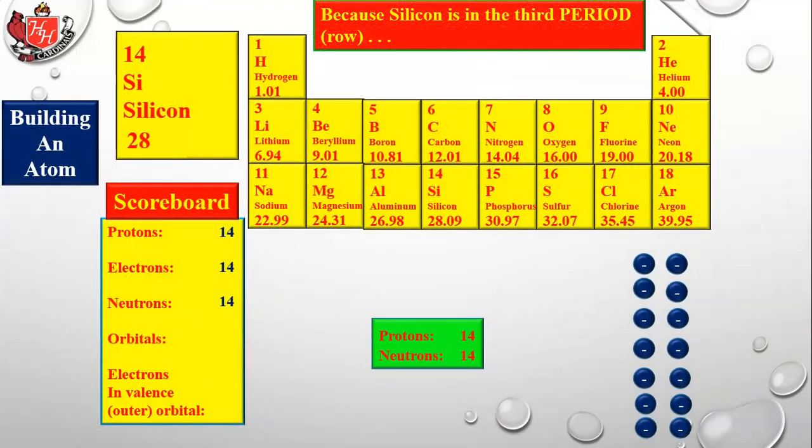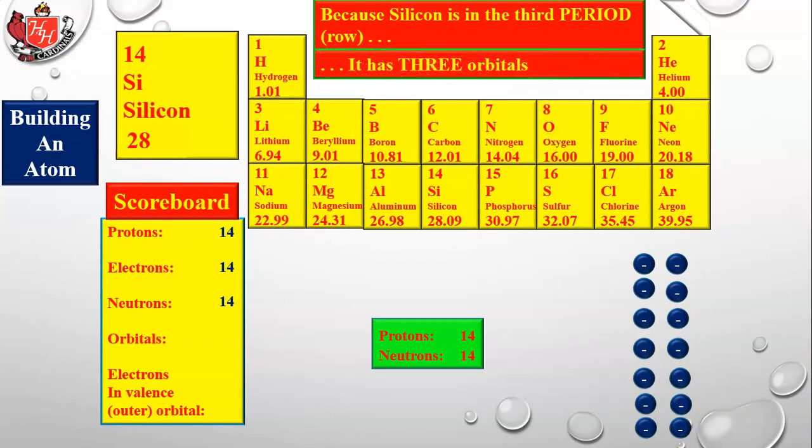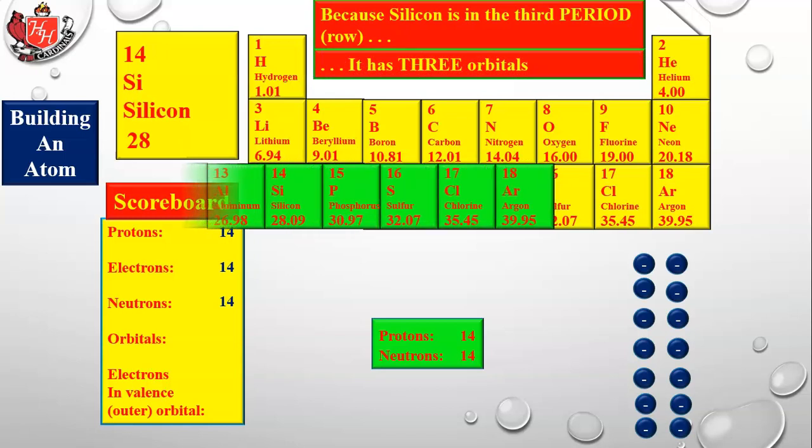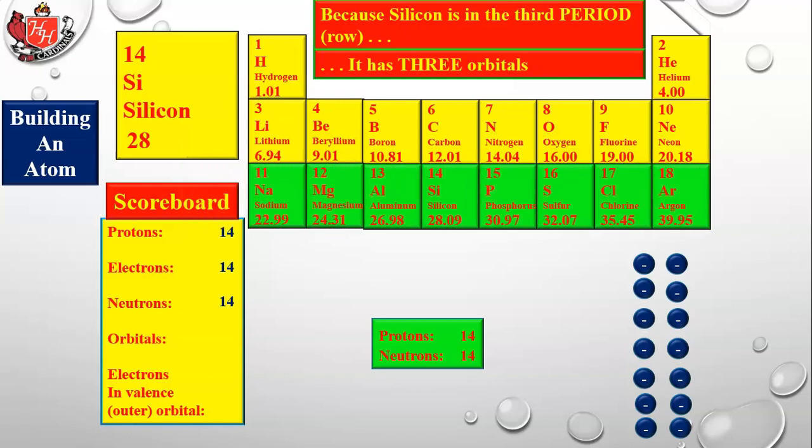Okay, so because silicon is in the third period row, it has 3 orbitals. That's what we talked about on the previous slide. So everything you see there in that third row, being covered in green, has 3 orbitals. All of those elements have 3 orbitals. So we can go ahead and fill in the scoreboard. There's 3 orbitals, and now we can bring in the orbitals.